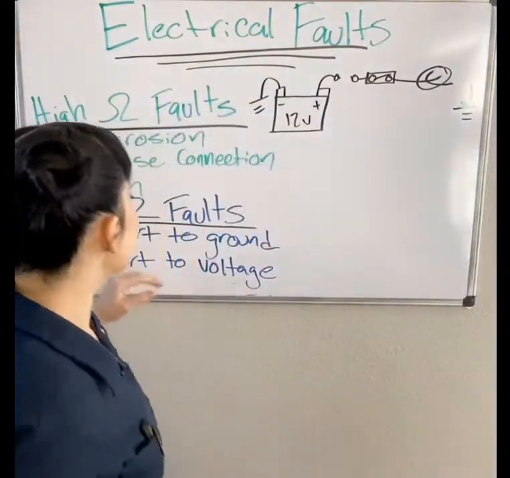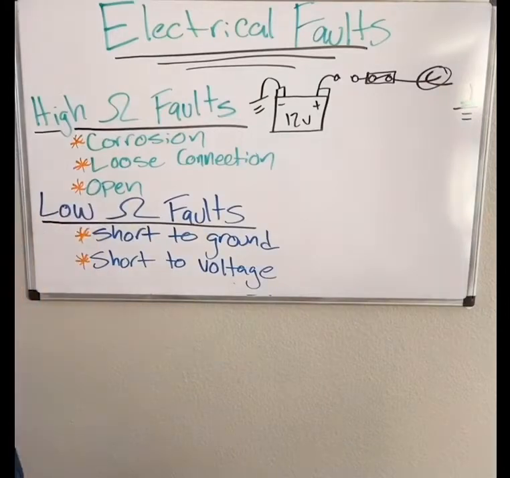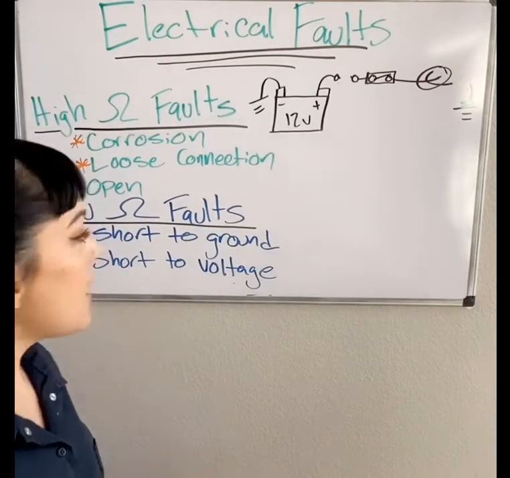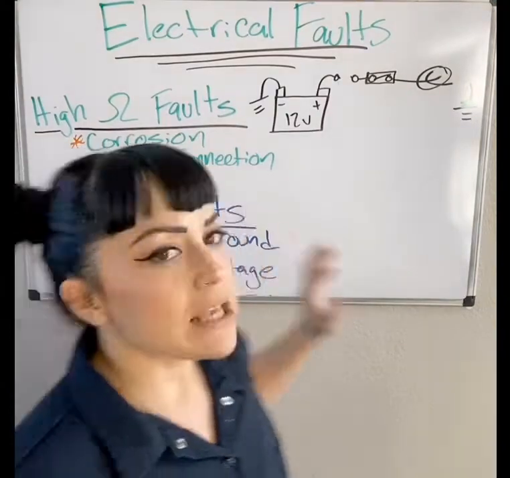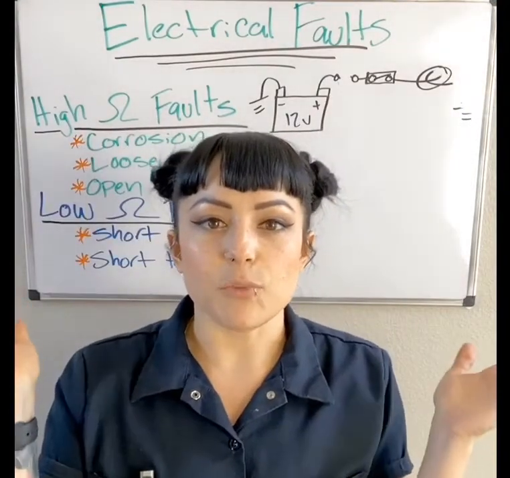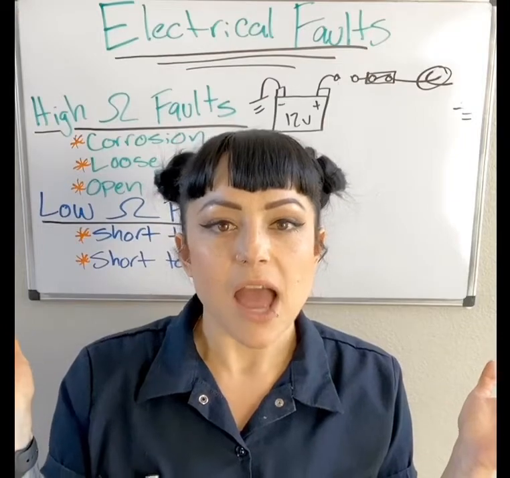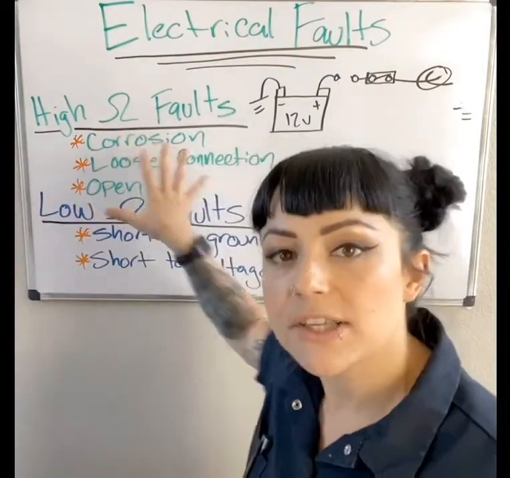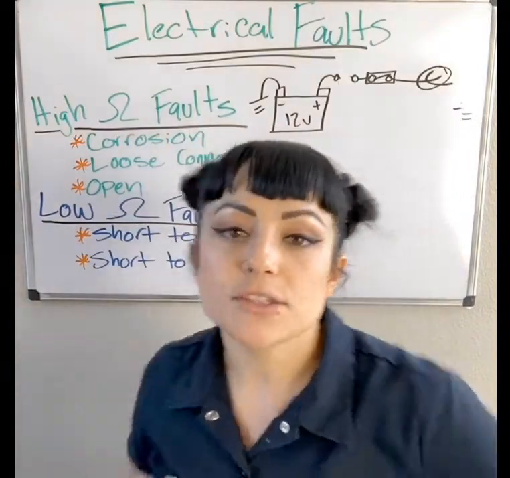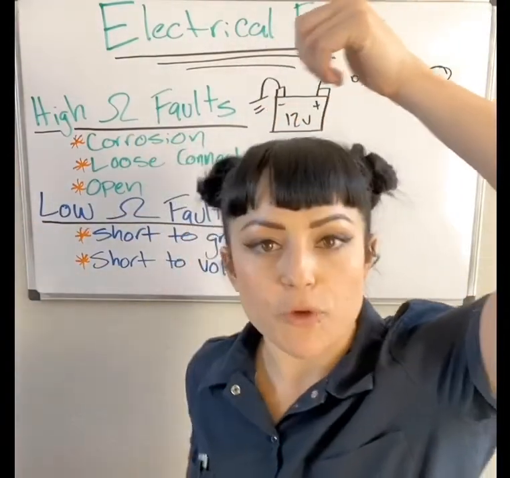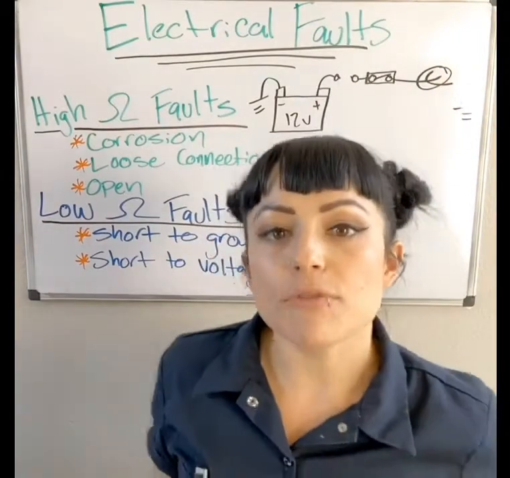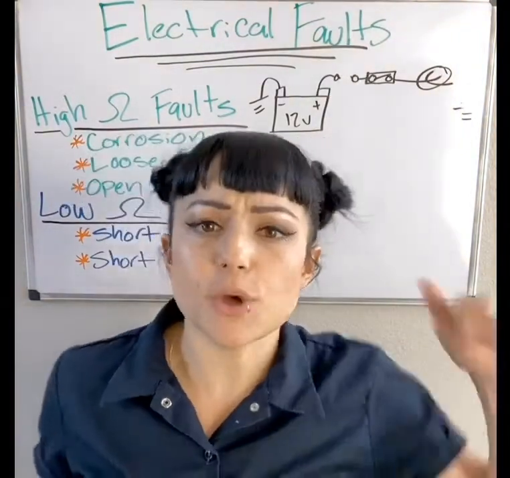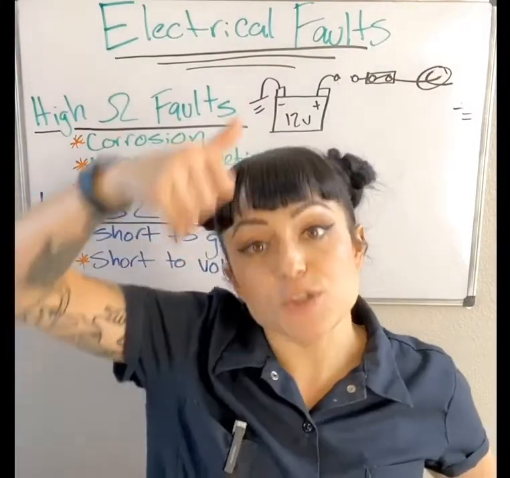But let's talk about low resistance faults, because low resistance faults are a little bit easier to remember because it's the opposite. So if we decrease our resistance, then our amperage goes up. So the problem with high resistance faults is that our resistance goes up too high, so the amperage goes too low for the circuit to work properly. In a low resistance fault, we have the resistance go down so much that the amperage spikes up.